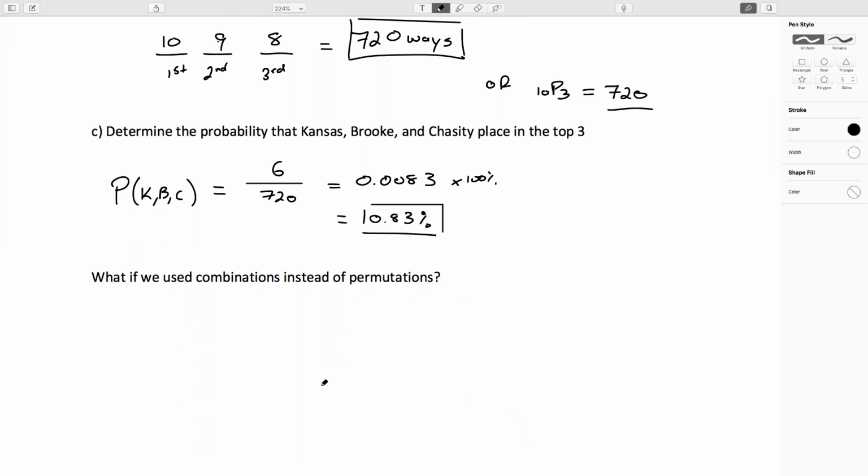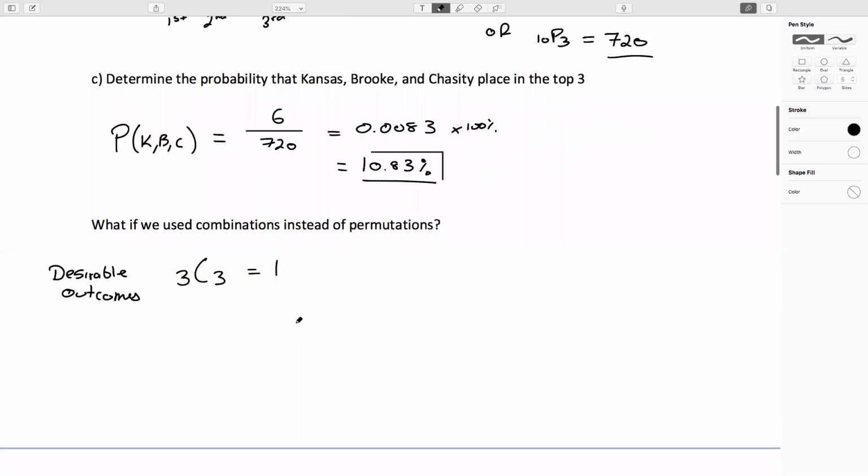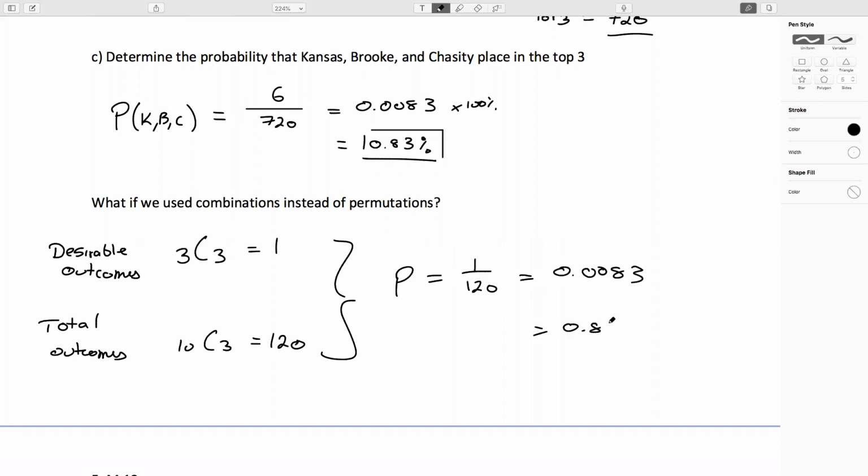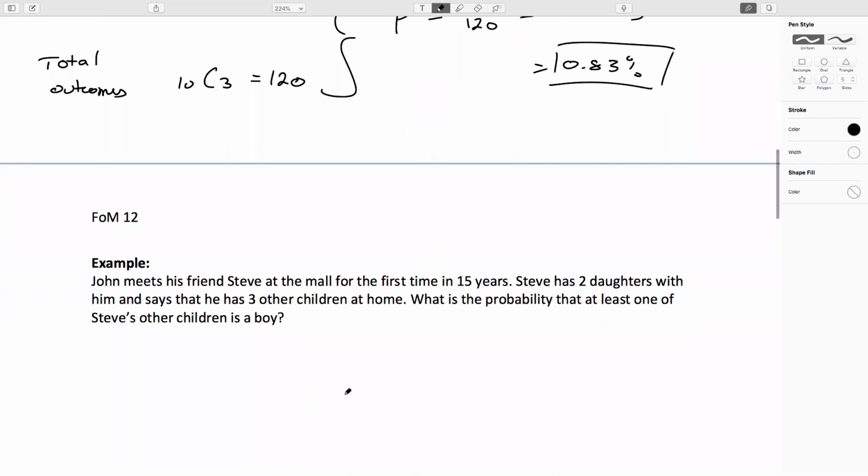So what if the order that they placed in didn't matter so long as they got picked? In this case, the number of desirable outcomes would simply be 3 choose 3. We've got 3 people, we're choosing 3 of them, and we're going to have 1 way to choose 3 people from 3. The number of total outcomes is going to be 10 choose 3, which would be 120. So if we do the same probability, P equals 1 over 120, we actually end up getting the same percent, 0.0083 or 0.83%. So in this case, it doesn't actually matter whether permutations or combinations are used, we get the same percentage. Let's try another one of these questions.